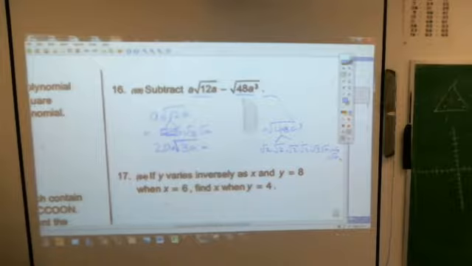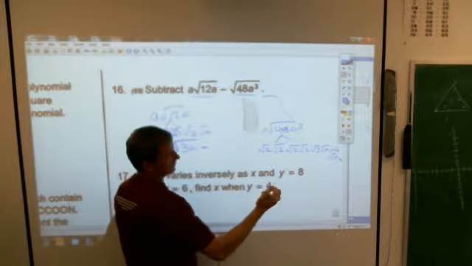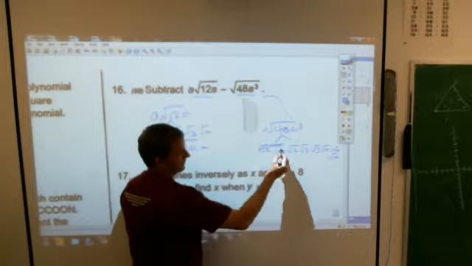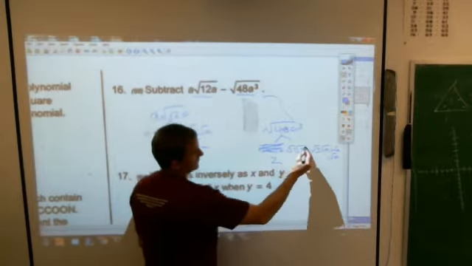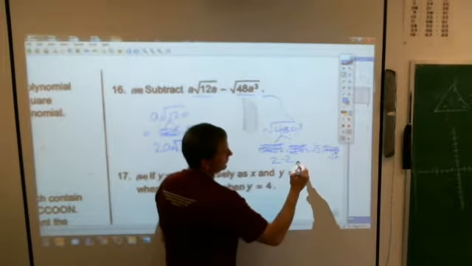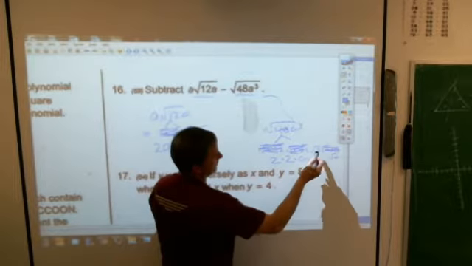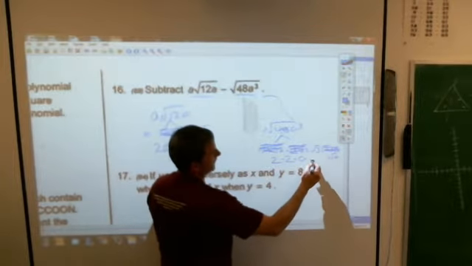Are you with me? You want me to do that again slower? Or no? You okay with that? We did prime factorization in 5th grade, so we're okay with that. This gives you a normal 2. This gives you a normal 2. 2 a's give you a normal a. And you're left with a 3 and an a under the radical sign.